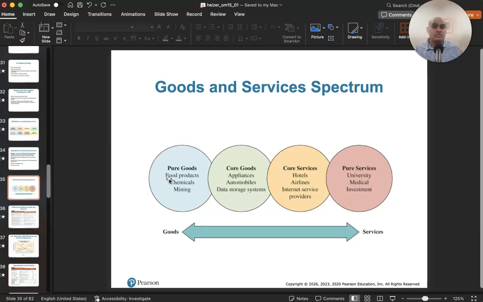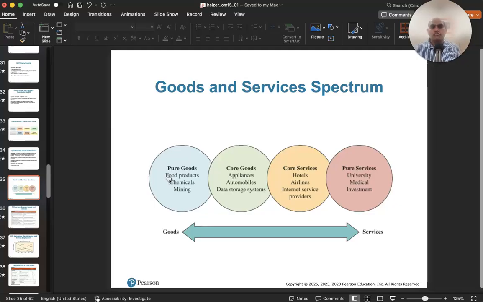As opposed to core services, where the service itself is the main thing. For example, internet service, right? So internet service, connecting to the internet, is the most important thing. But you also have tangible goods associated with it. You need a router in your house. You need to connect it to a port somewhere in the wall, right? And that has a fiber optic network that goes somewhere else. So there are other goods that are associated with it, but the service is the most important thing.